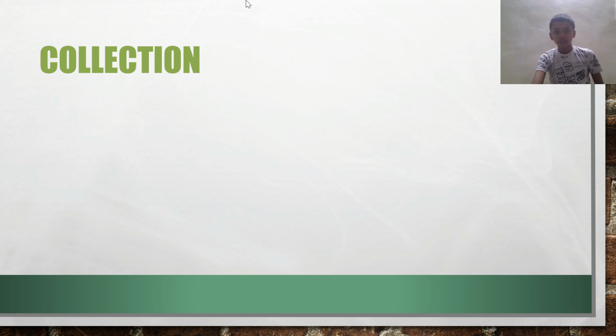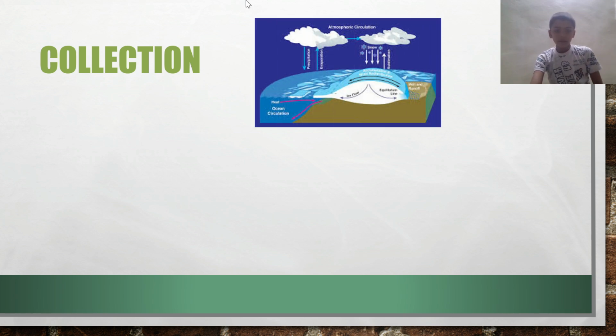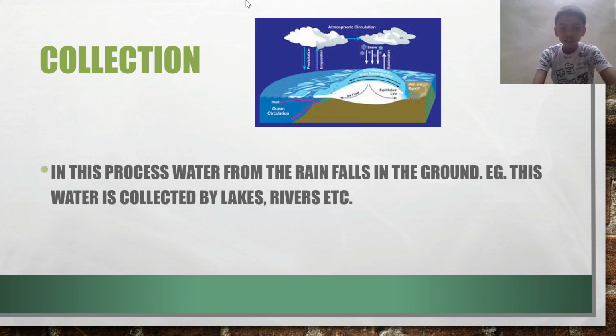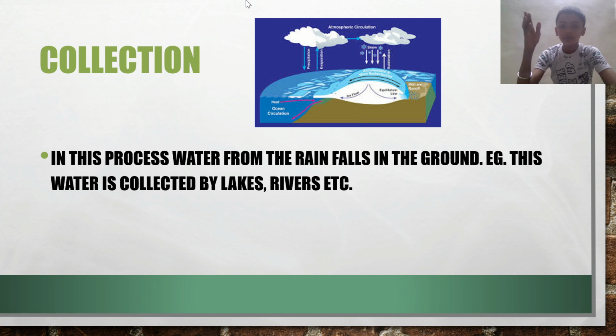The next and last process is collection. In this process, water from the rain falls on the ground. For example, this water is collected by the lakes and rivers, etc. So the rain comes through precipitation, and all the lakes and rivers refill their water with the help of precipitation.